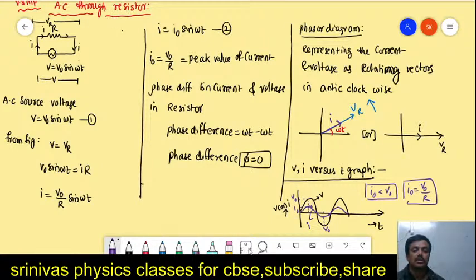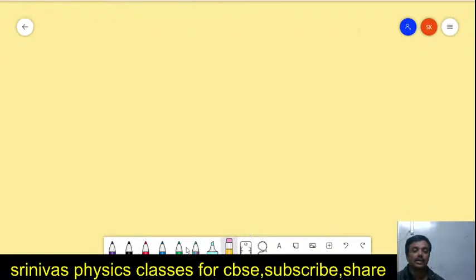This is about AC through resistor. I think I am getting a signal problem in the night. I'm not getting a good signal here. Due to that, some breaks are occurring in the middle. Next, I am going to explain AC through inductor.